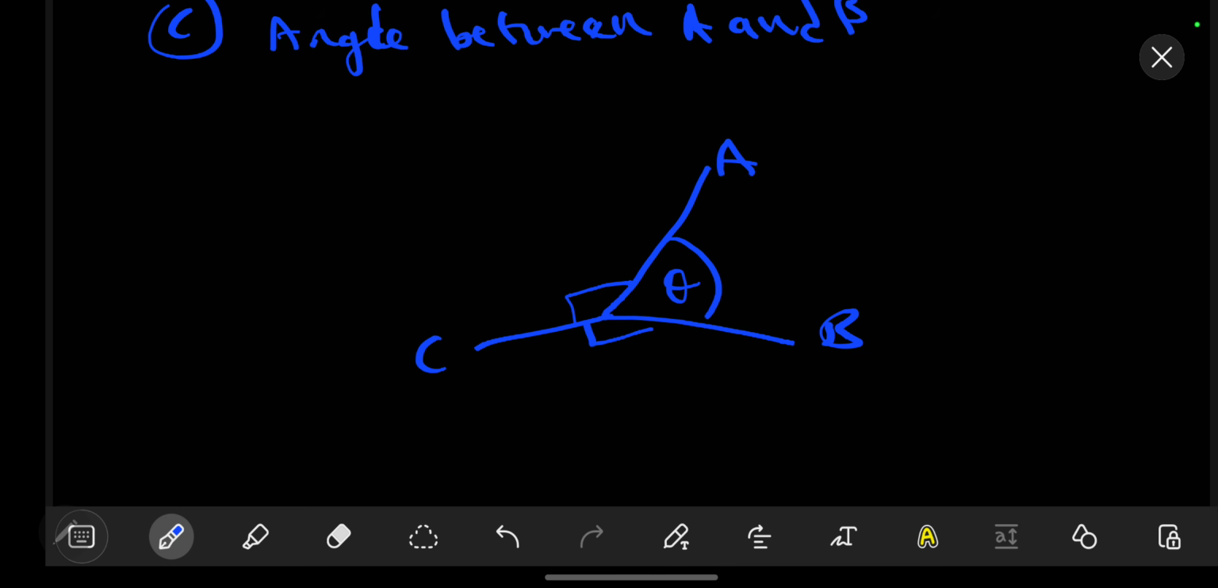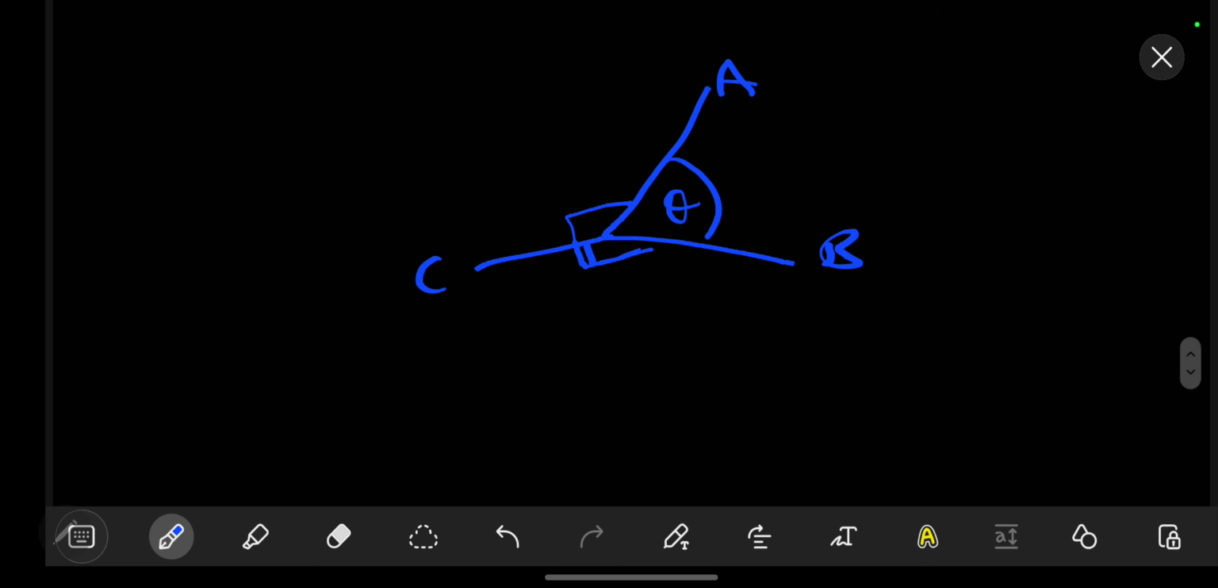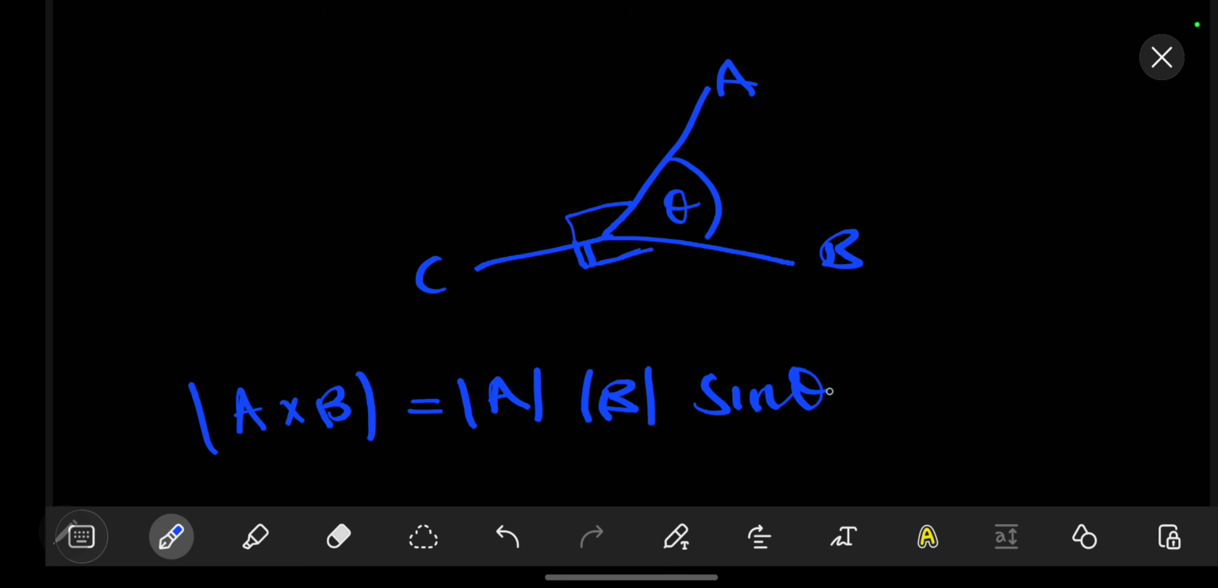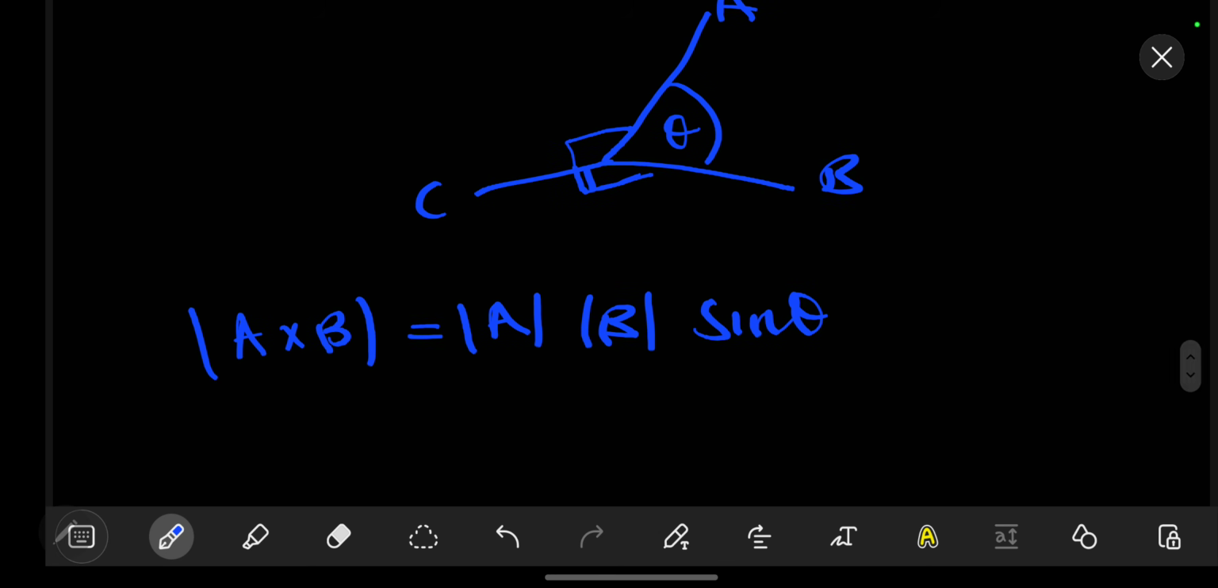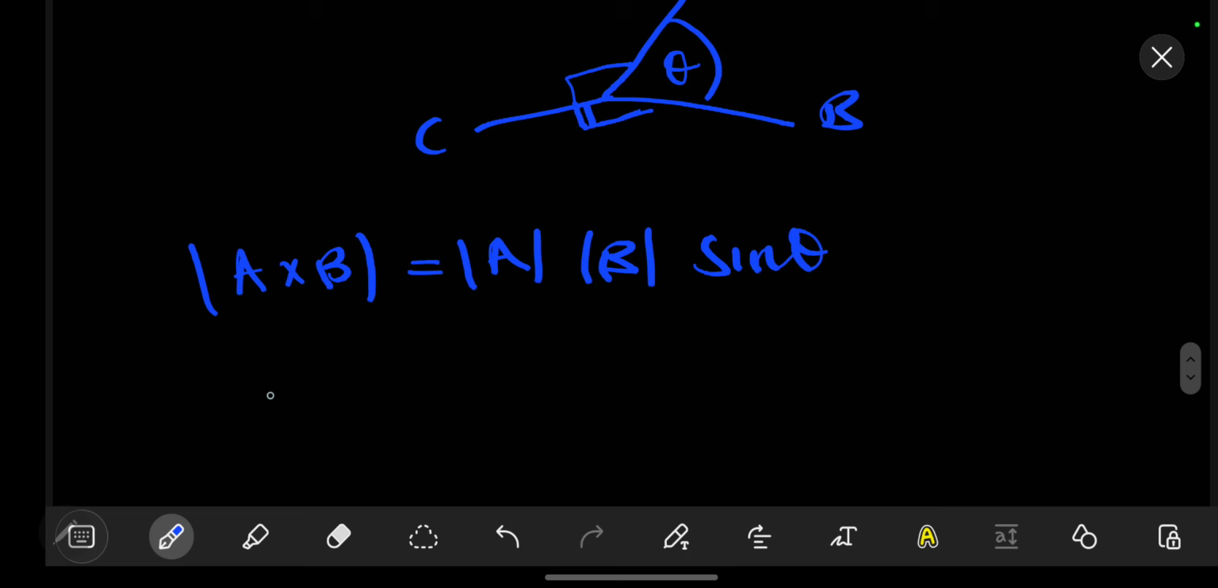You can use either the formula for the dot product or the formula for the cross product. Since we began with the cross product, let's use the cross product. The magnitude of A cross B should be equal to the magnitude of A times the magnitude of B times the sine of theta. Here they want the angle, not the sine of theta. We have already found A cross B.